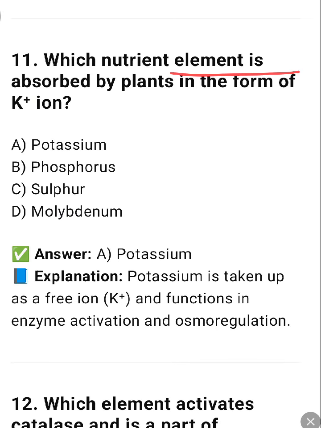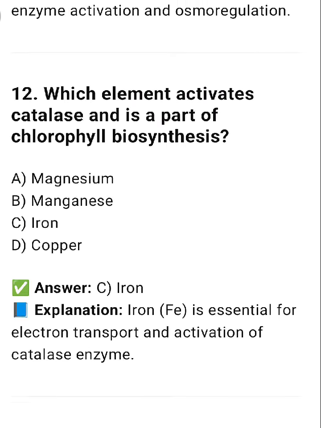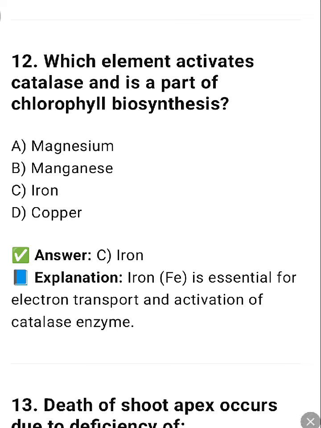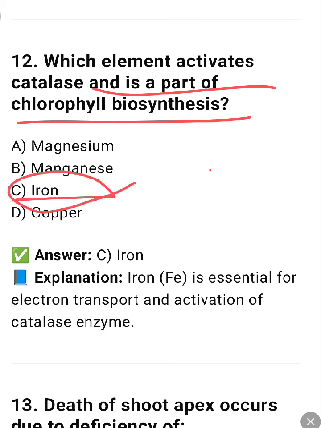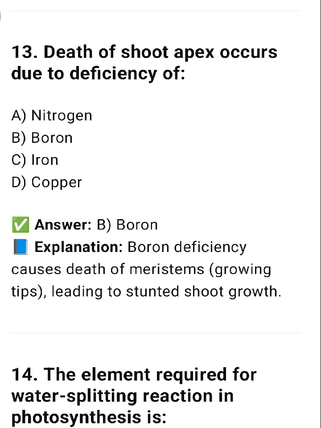Next, which nutrient element is absorbed by plants in the form of potassium? So it is easy, potassium. Next, which element activates catalase and is a part of chlorophyll biosynthesis? It is iron. Iron is essential for electron transport and activation of the catalase enzyme.